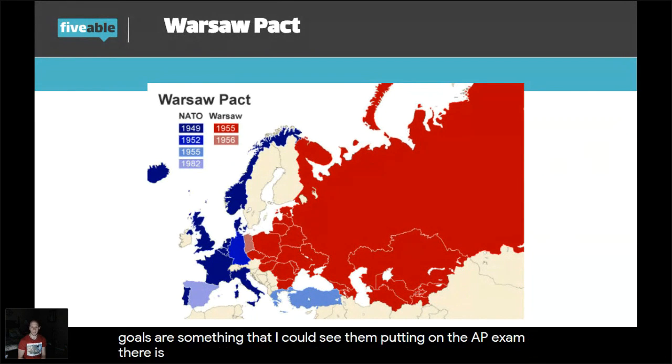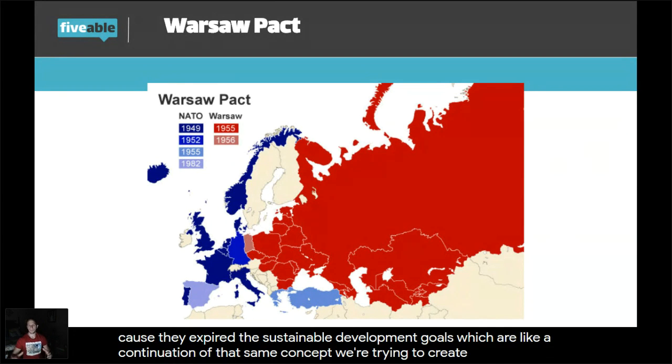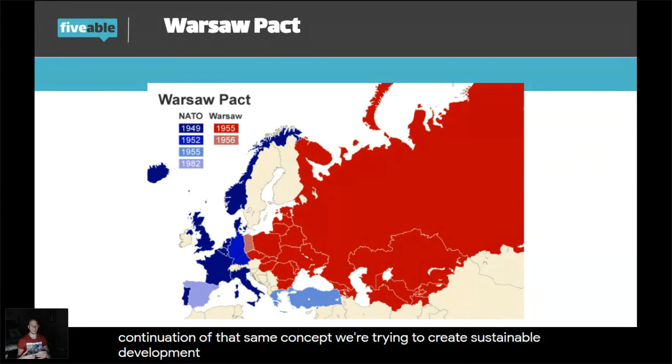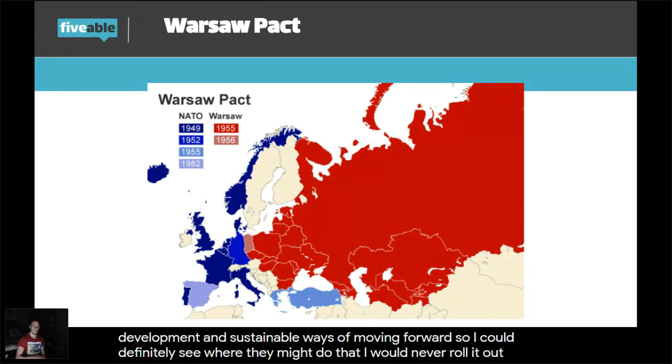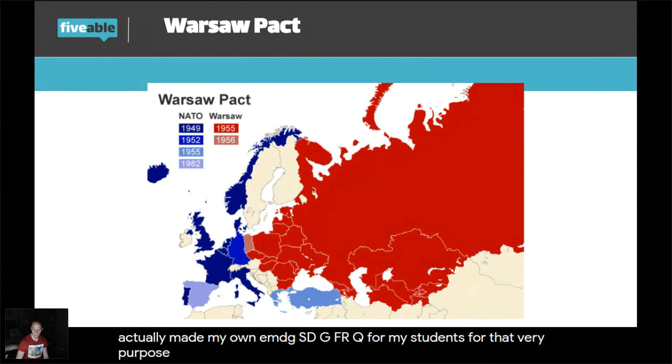There were plenty of people that say, no, that's not going to happen because they expired in 2015, but they were replaced by the Sustainable Development Goals, which are like a continuation of that same concept. We're trying to create sustainable development and sustainable ways of moving forward. So I could definitely see where they might do that. I would never rule it out. I actually made my own MDG, SDG FRQ for my students for that very purpose because I think that would be a good one. So those are the two that I would like to see on the AP exam.